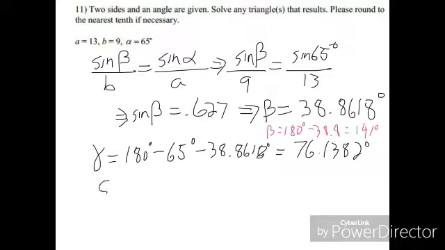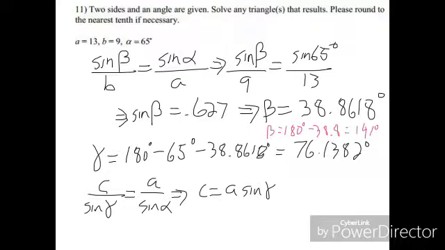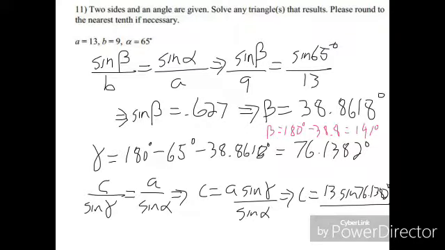So law of sines, C over sine gamma equals, I want to use the original information as much as I can, so I'm going to use A and sine alpha, because that information was given. I know what's going to be correct. So this gives me C equals A sine gamma over sine alpha. All you have to do is multiply by sine of gamma. It goes up here and you solve for C. So C equals A, 13, sine gamma, 76.1382, over sine alpha.